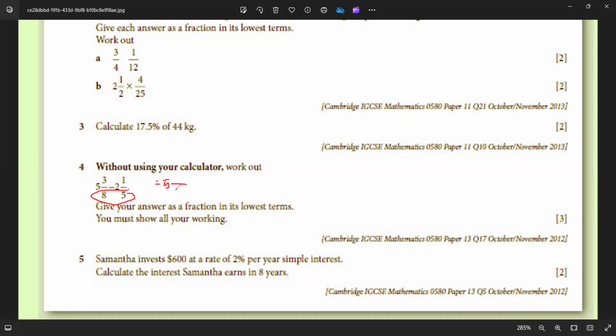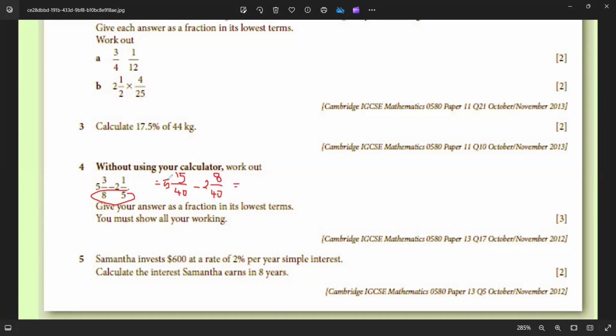8 times 5 is 40. 3 times 5 is 15. Then minus 5, then 5 needs to become 40, is times 8. So 5 times 8 is 40. 1 times 8 is 8.